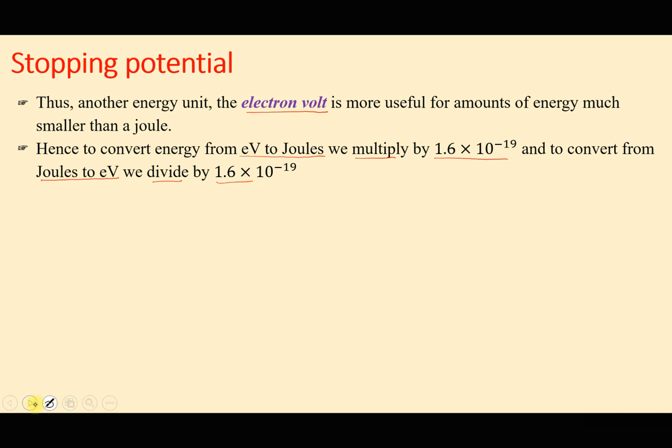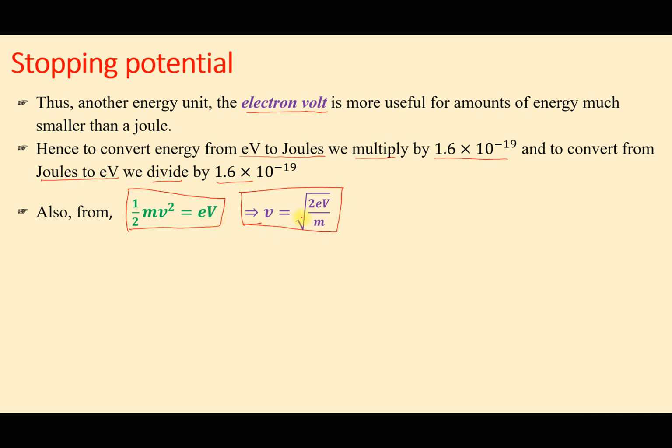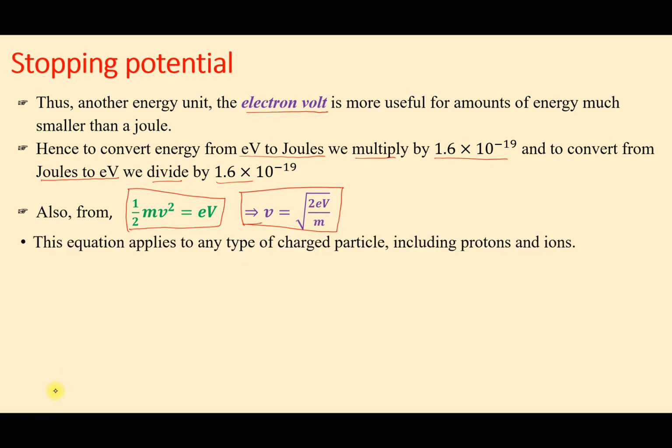And also do not forget that the loss in kinetic energy, which is half mv squared, was equal to the gain in electric potential energy, which is eV, and we obtain the speed from v equals the square root of 2eV over m. This equation applies to any type of charged particle, including protons and ions, and we shall also employ this equation in magnetic fields.